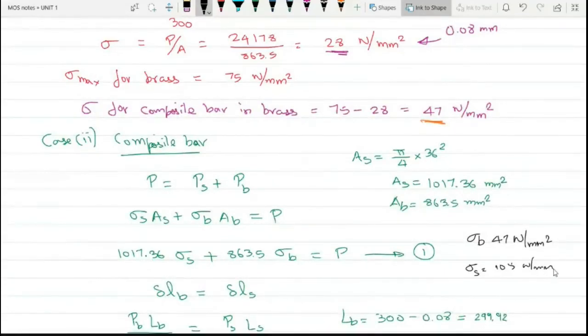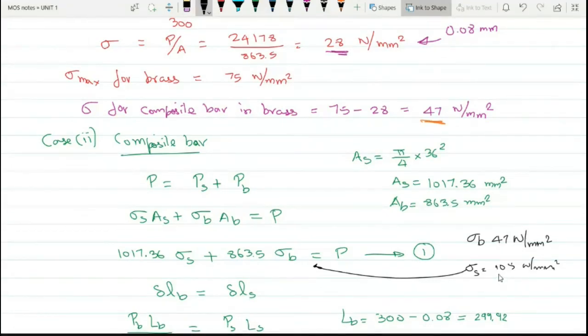So you're asking why we don't apply the steel value here instead of brass? Steel has more strength. The value of stress is maximum when compared to brass. So when you apply a force, which one will break first, brass or steel? Brass, because that value comes first. Stress is slowly increasing, and 47 is the first value rather than 105.